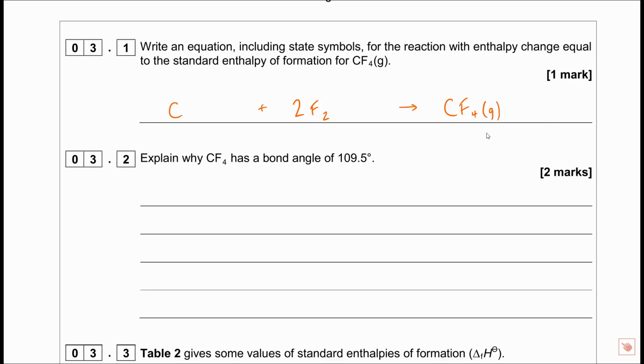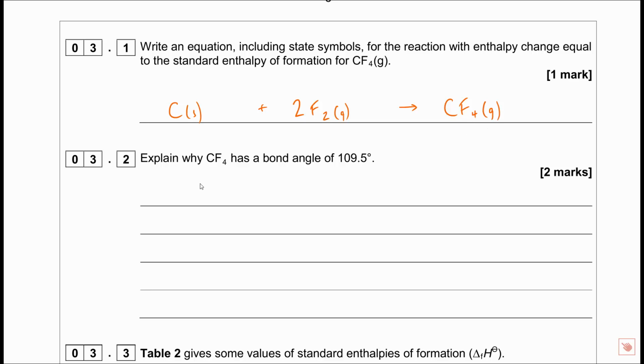We do need to include state symbols, though, as it says, so don't get tripped out by that. That will cost you your mark. So carbon as a solid, fluorine as a gas, 2 of those molecules there equates to the 4 there, and CF4, carbon tetrafluoride, or tetrafluoromethane, probably what it would be called, as a gas as well.